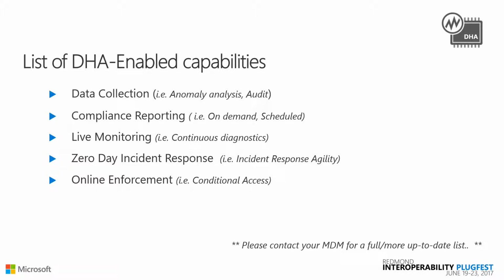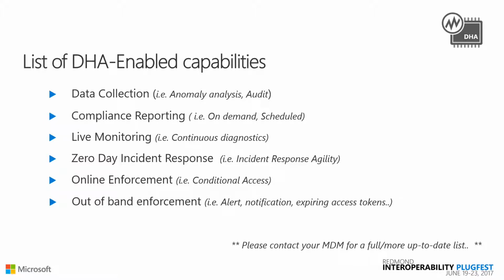Online enforcement: some of the MDMs have integrated this with different online enforcement mechanisms. For example, conditional access is one of them. You can integrate that with device self-attestation. The flow works like this: when a user wants to access a document, you validate their device first before allowing access. If you have time, there's a flow that I can show you of how it works.